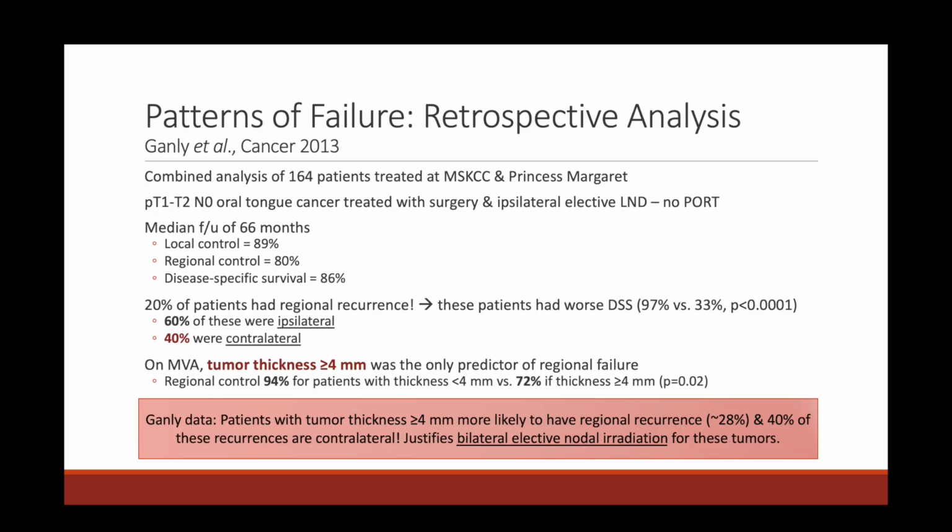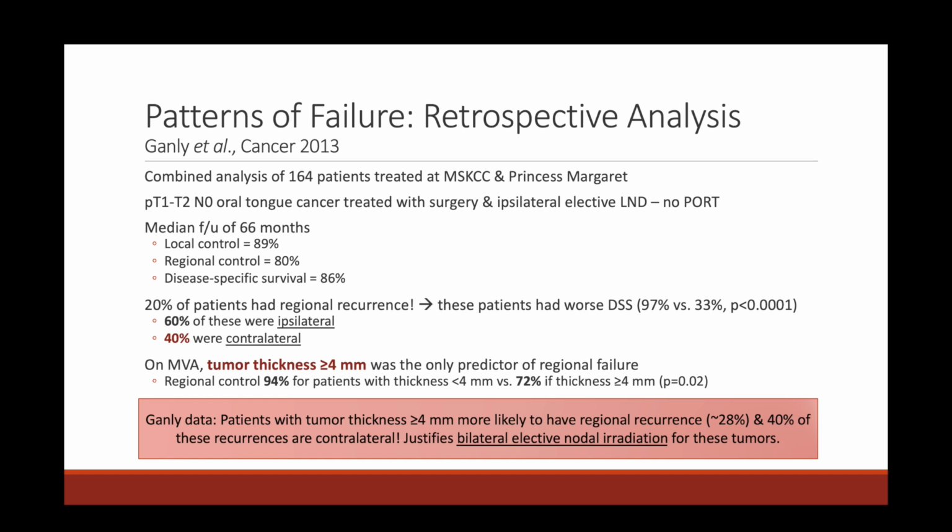So we realized that we need to address the lymph nodes. And it's also important for us to realize that when patients have lymph node failures, where are these failures? To answer that question, there's a nice retrospective analysis looking at patterns of failure. That's a combined analysis of 160 patients that were treated between Memorial Sloan Kettering and Princess Margaret. So this retrospective study looked at pathologic T1 to T2 node negative oral cancer, specifically cancers of the oral tongue, that were treated with surgery and ipsilateral elective lymph node dissection. And these patients did not receive any postoperative radiotherapy.